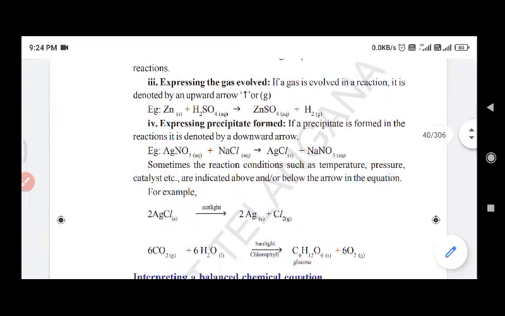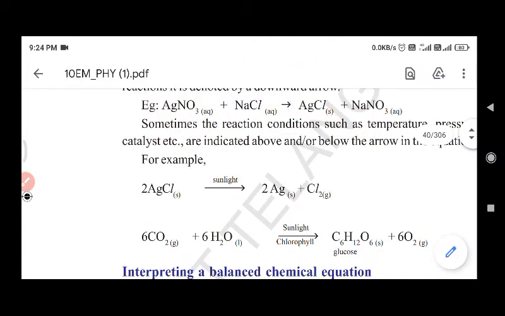If you look at this example, silver chloride gives rise to silver plus chlorine gas. This chemical reaction takes place in the presence of sunlight. So here we represent sunlight above the arrow.